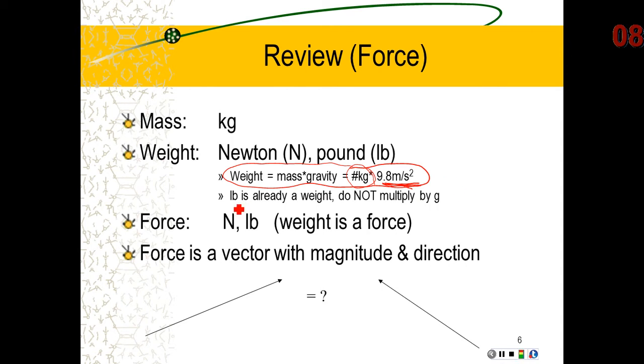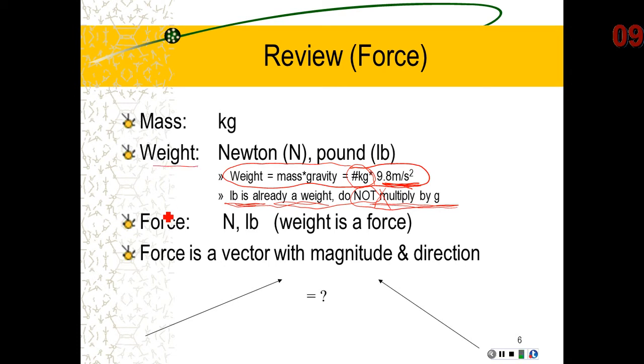If the problem gives you a pound, a person is lifting 10 pounds, 10 pounds is already a weight. Do not multiply by gravity. The U.S. customary would be 32 feet per second squared. Do not multiply by gravity if you're given a pound. Okay. So that'll be a little bit of confusion. So just the tip, if you're given a kilogram, multiply it by 9.8 to continue with the biomechanical analysis.